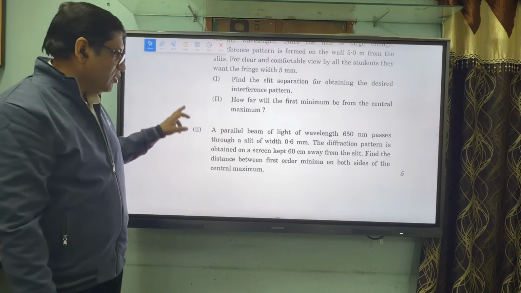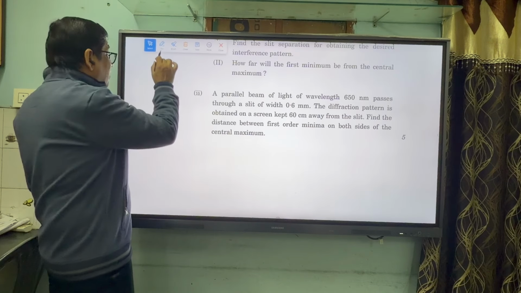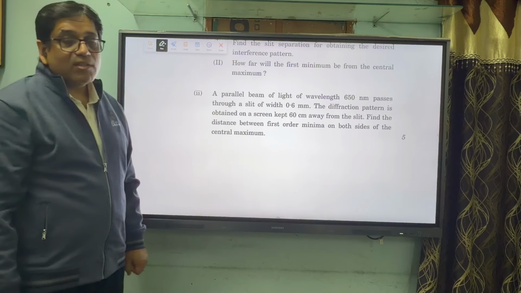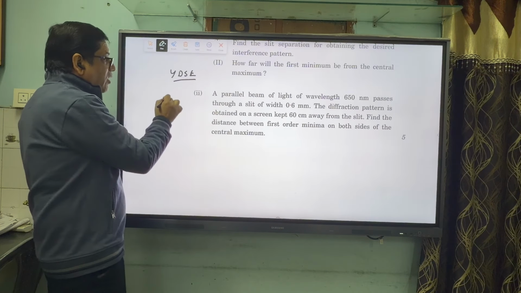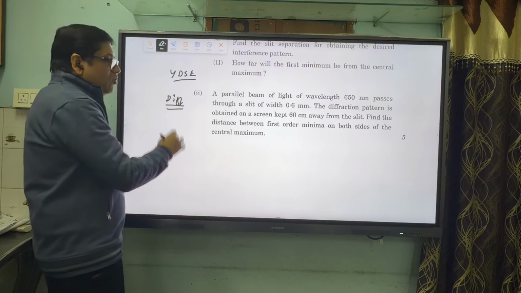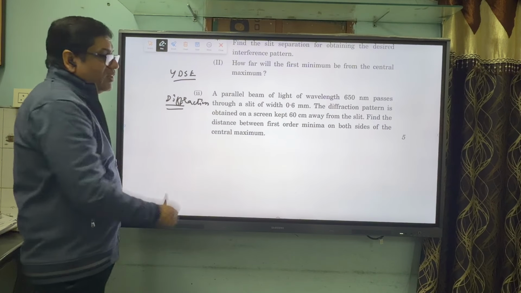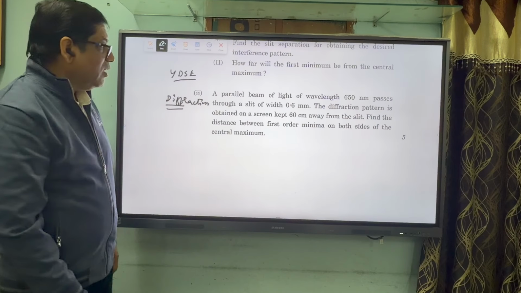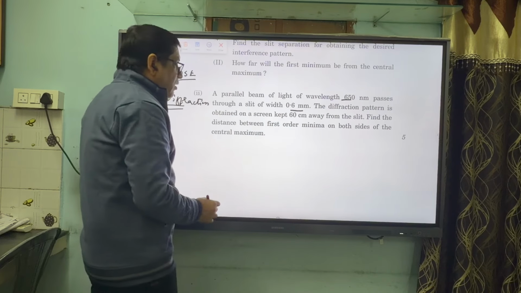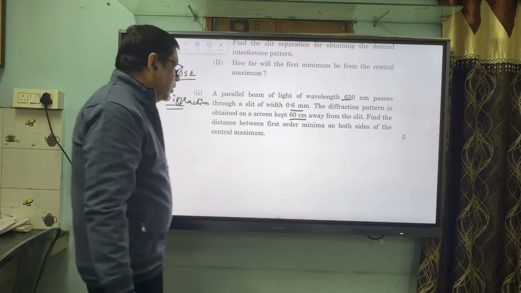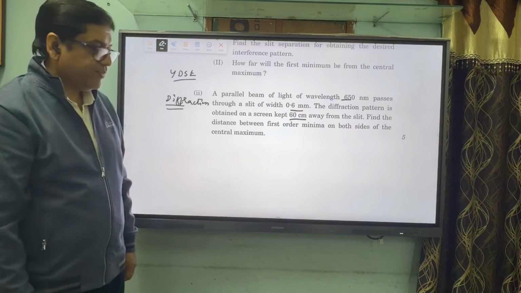सेकंड पार्ट इसका डायफ्रैक्शन वाला. You see that numericals are always coming on Young's double slit experiment as well as on diffraction. Diffraction में भी numerical आ रहा है. Diffraction की theory भी आ सकती है, article भी आ सकता है. Diffraction at single slit वाला numerical है. यहाँ wavelength दी हुई है आपको, slit width दी हुई है, screen 60 cm away है. हमें क्या निकालना है? What is distance between first order minima on both sides of central maximum?